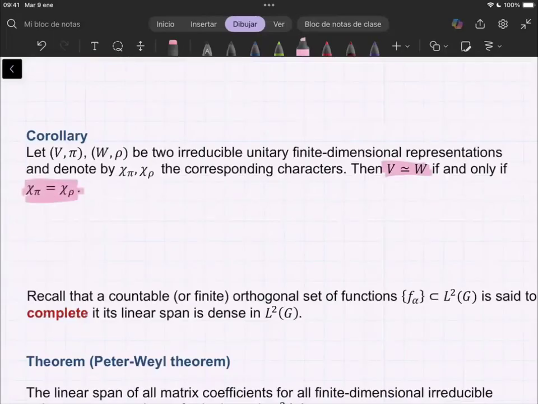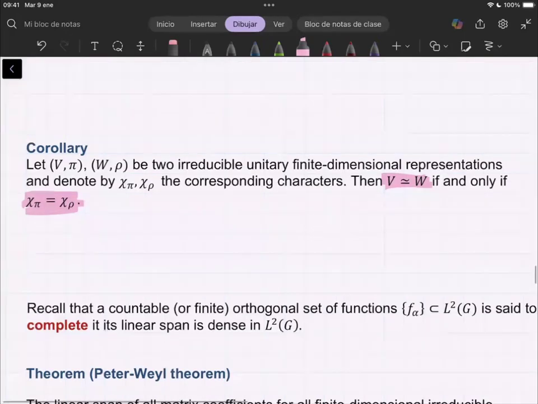This is a consequence of what we did before by computing the multiplicity of the irreducible representations contained in this representation. If two representations are isomorphic, the character is invariant under isomorphisms, okay? And the other way around, if the characters are the same, then the representations have to be isomorphic because they have the same irreducible representations as sums.